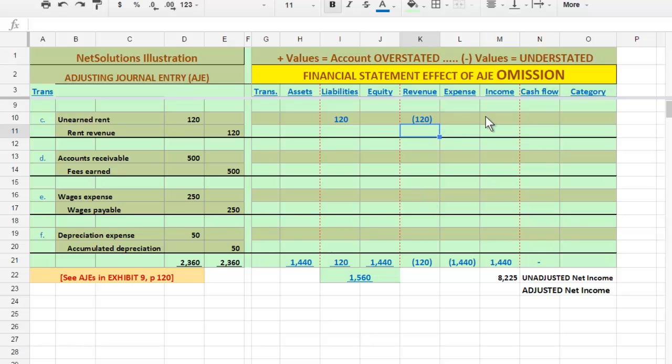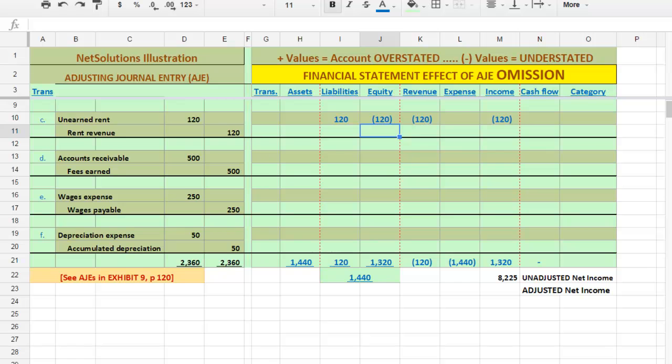If revenue is understated, net income would be understated, as well as owner's equity being understated. So since the balance sheet assets equal liabilities plus owner's equity balances, the effect of omitting entry C would be to overstate liabilities, understate revenue, and understate income and equity.